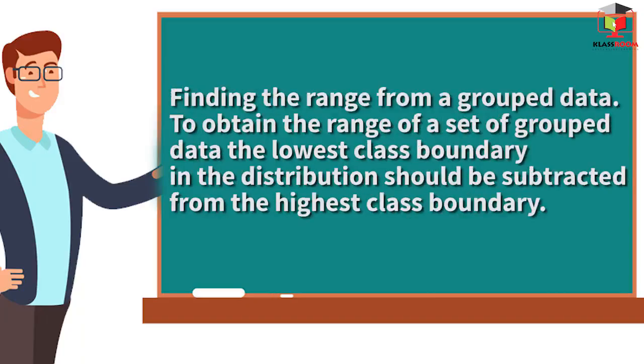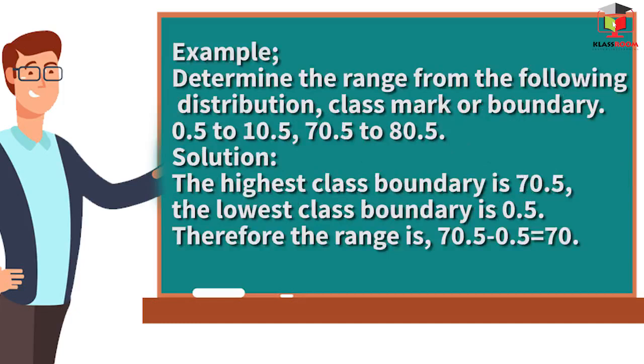Finding the range from a group data. To obtain the range of a set of group data, the lowest class boundary in the distribution should be subtracted from the highest class boundary. Example, determine the range from the following distribution: class boundary: 0.5 to 10.5, up to 70.5 to 80.5. Solution. The highest class boundary is 70.5. The lowest class boundary is 0.5. Therefore, the range is 70.5 minus 0.5, which equals 70.